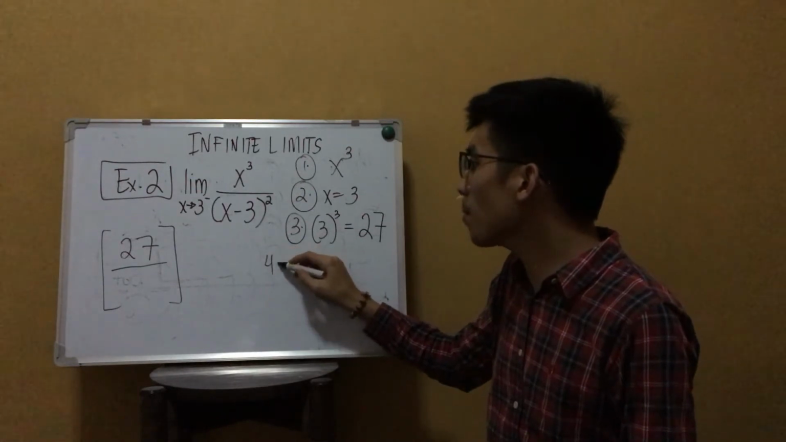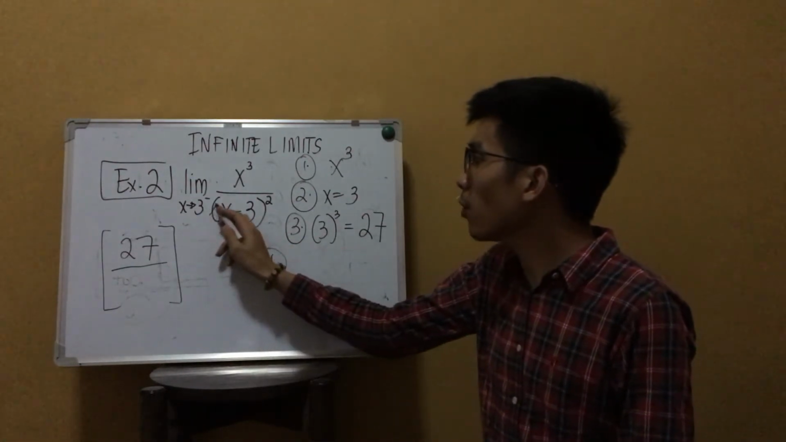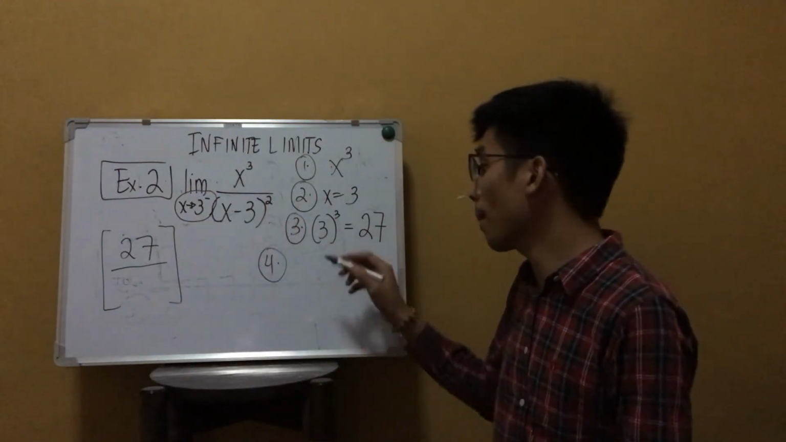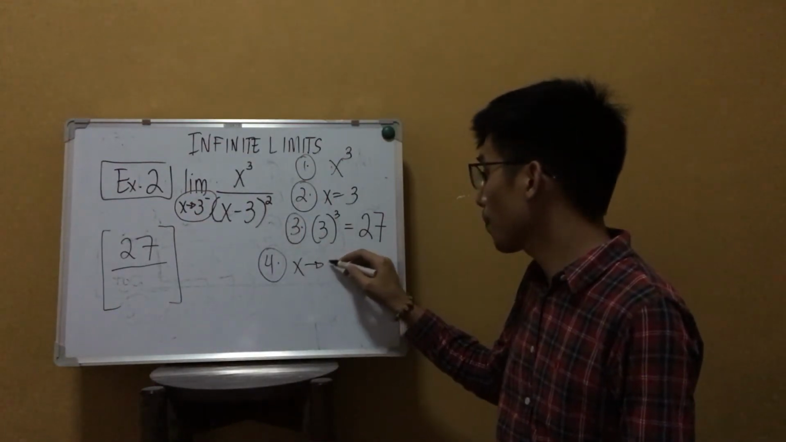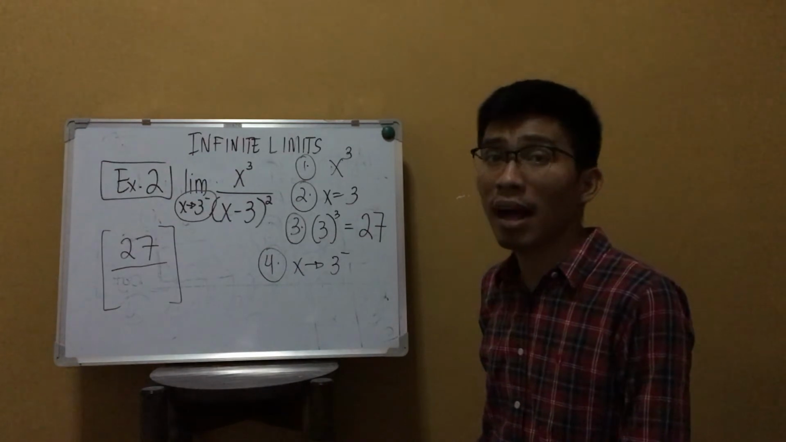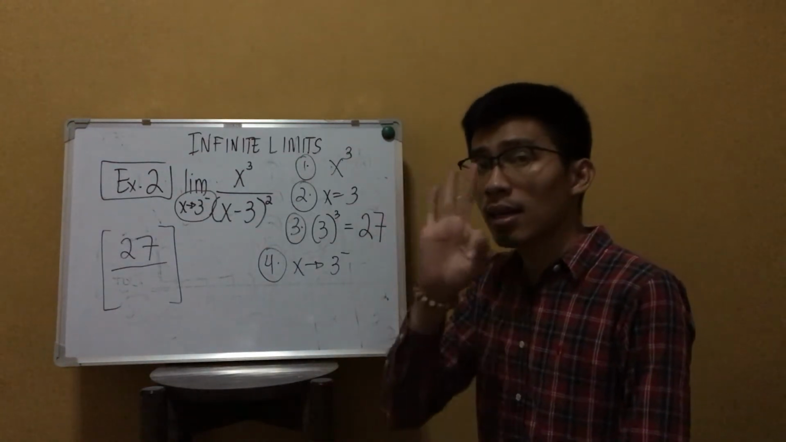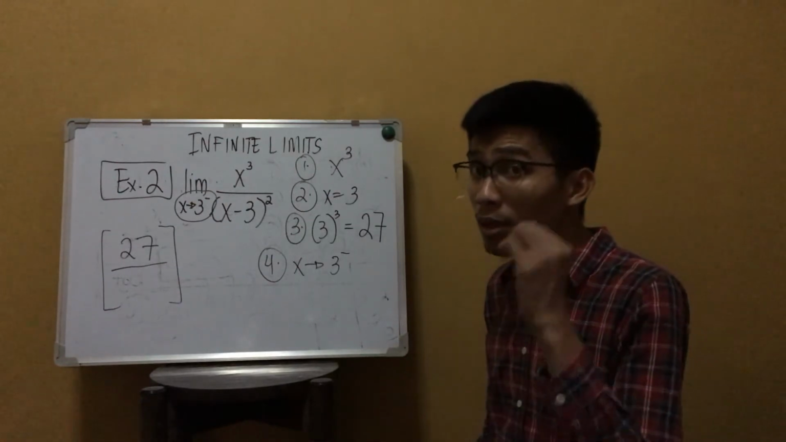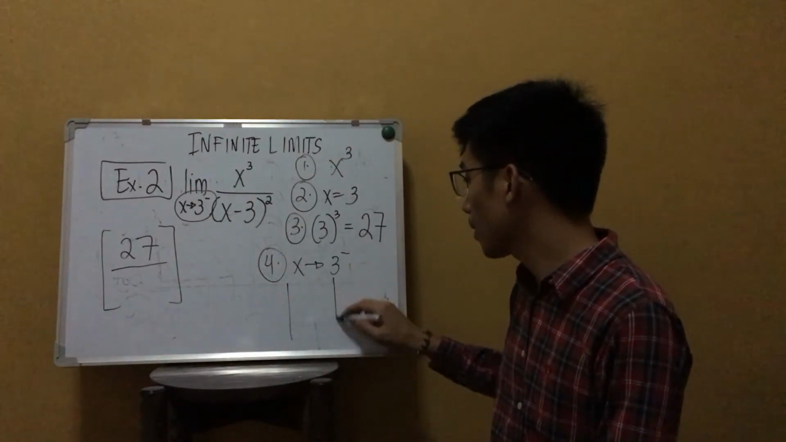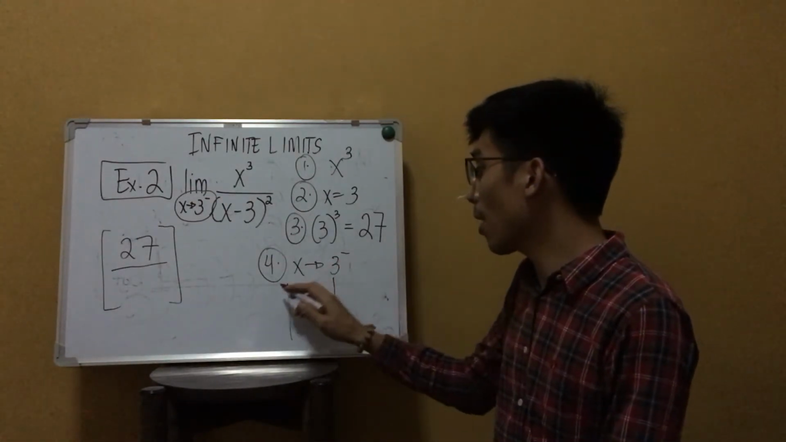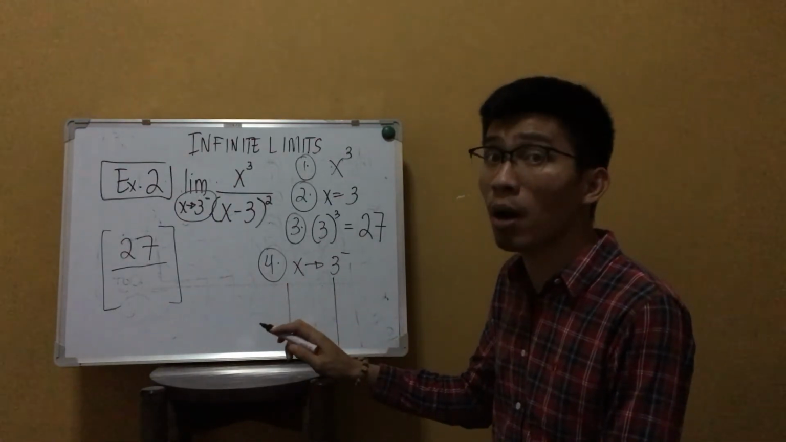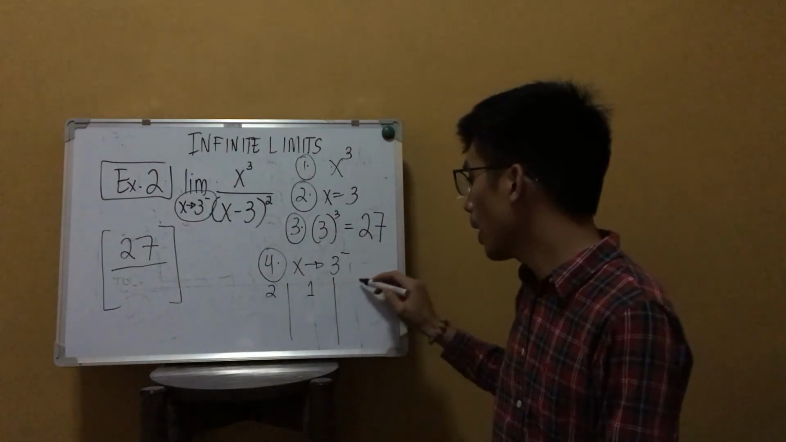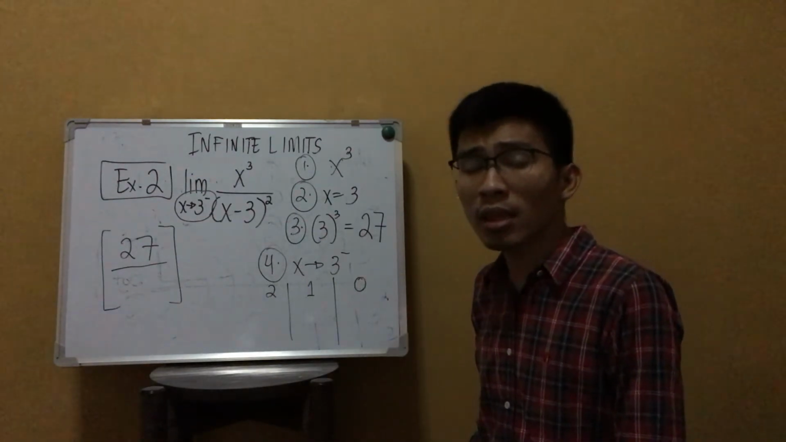For step number 4, again, you have to get where your x approaches. In my problem, my x approaches 3 from the negative side. You have to get at least 3 numbers to the left of 3. Can you please give me at least 3 numbers? To the left of positive 3, it could be positive 2, 1, and 0. Just a tip for you.